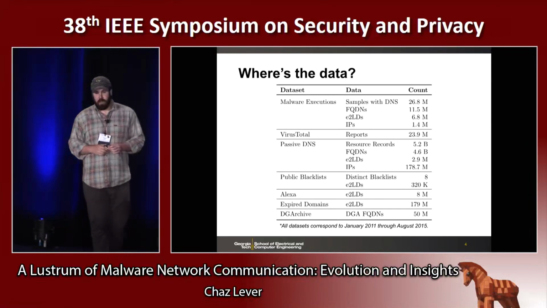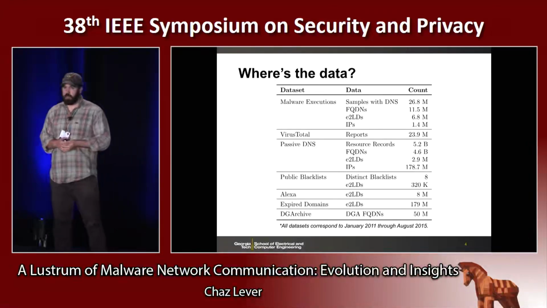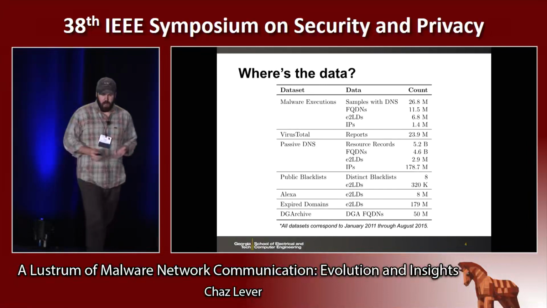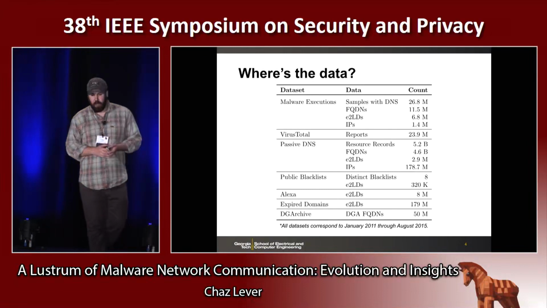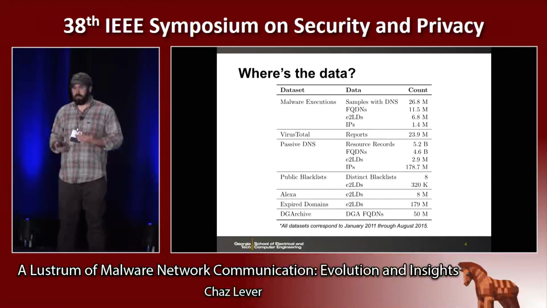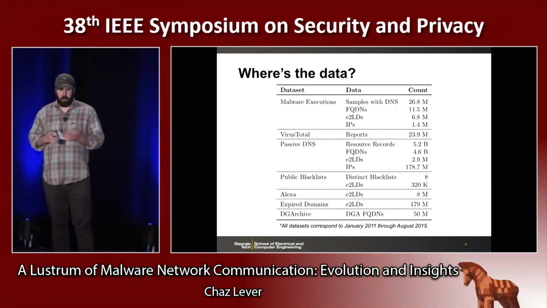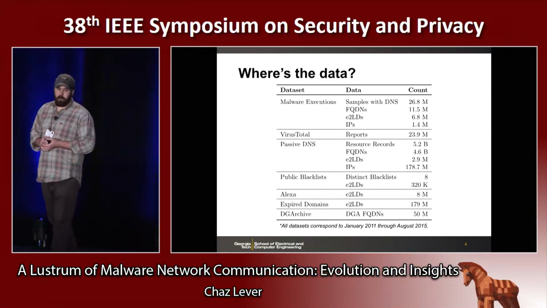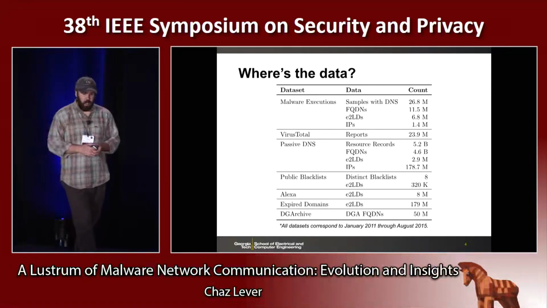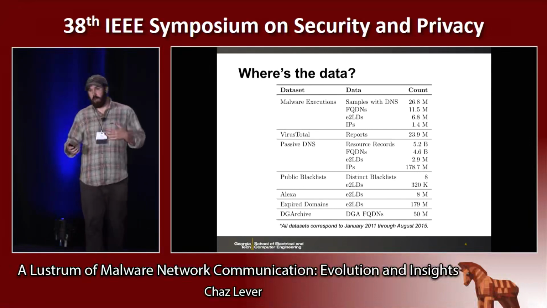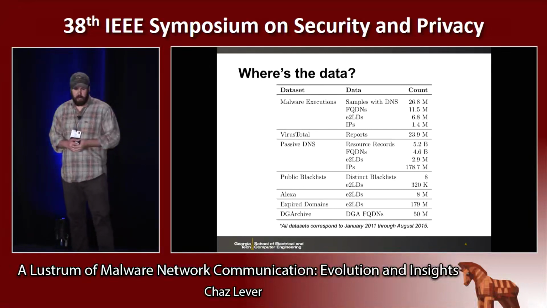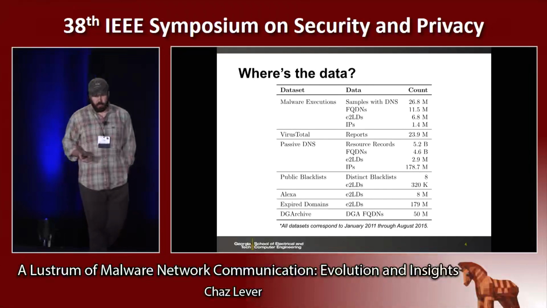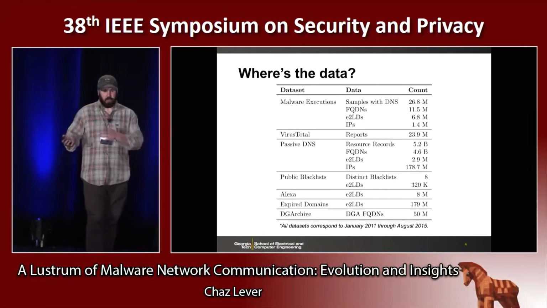We looked at roughly 27 million malware samples collected from multiple different feeds over about a 5-year period. In this data set, there were about 7 million unique effective second-level domains that we saw from this dynamic malware analysis. Additionally, we had another large passive DNS data set collected from a major US ISP. In there, we had about 2.9 million effective second-level domains that were associated with malware.